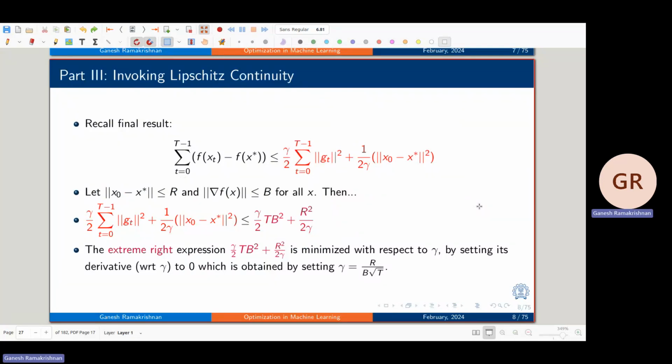minimize RHS. And now for us, the RHS has become very specific: gamma by 2 TB square plus R square by 2 gamma. So minimize this RHS with respect to gamma, the scalar. And you can do that by setting its derivative to 0. And that happens for gamma equals R by B square root T.